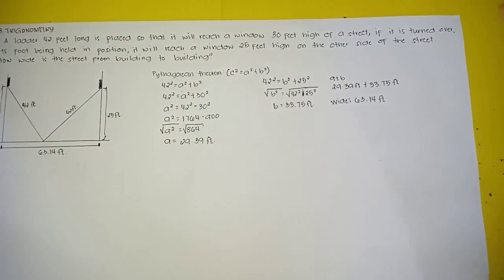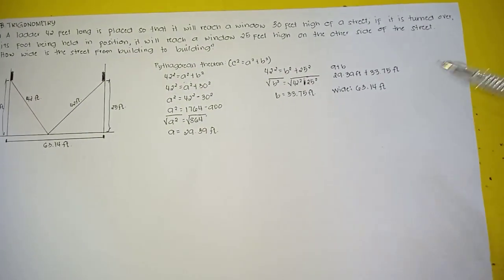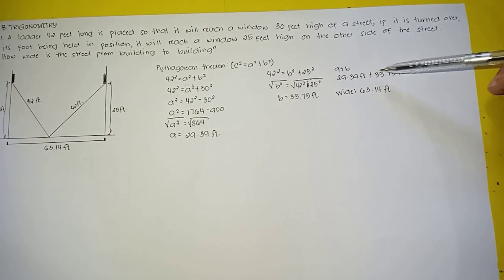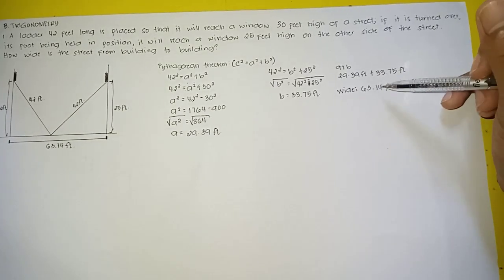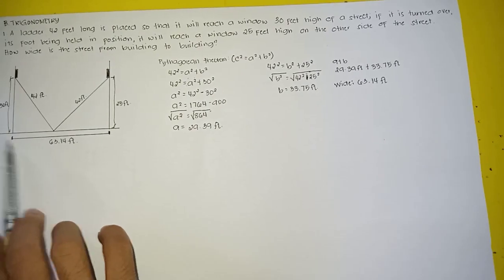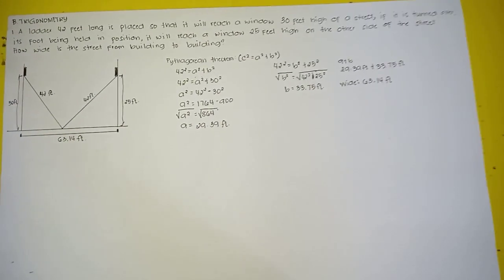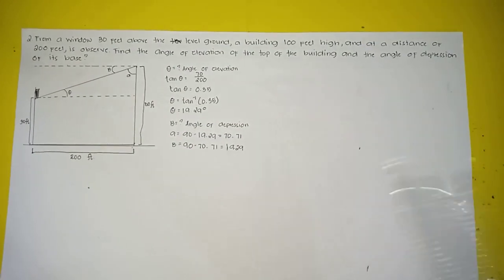But to get the final answer, we will add a and b. So 29.39 feet plus 33.75 feet. Our final answer is 63.14 feet. So the distance from building A to building B is 63.14 feet. Now we're already at our problem number 2.